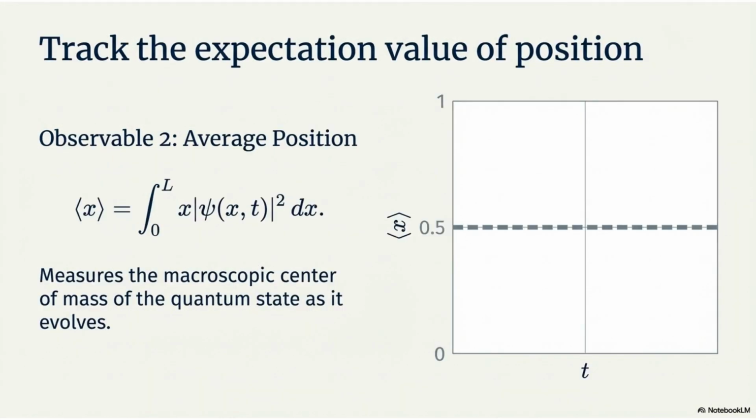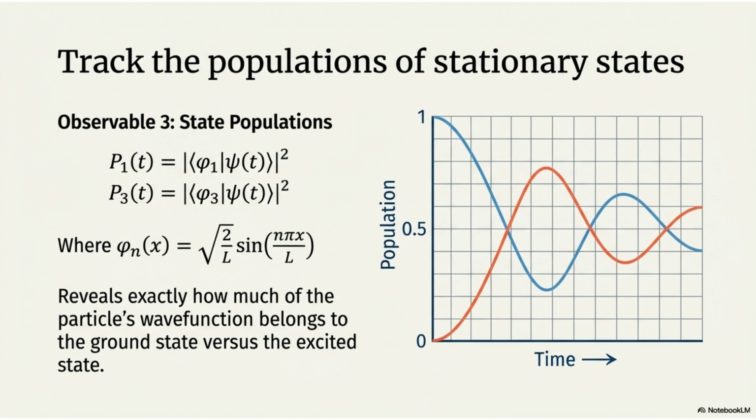Observable 2 is the expectation value of position, which measures the macroscopic center of mass of the quantum state as it evolves. Our third observable is the state populations, specifically P1 and P3. This reveals exactly how much the wave function belongs to the ground state versus the excited state.